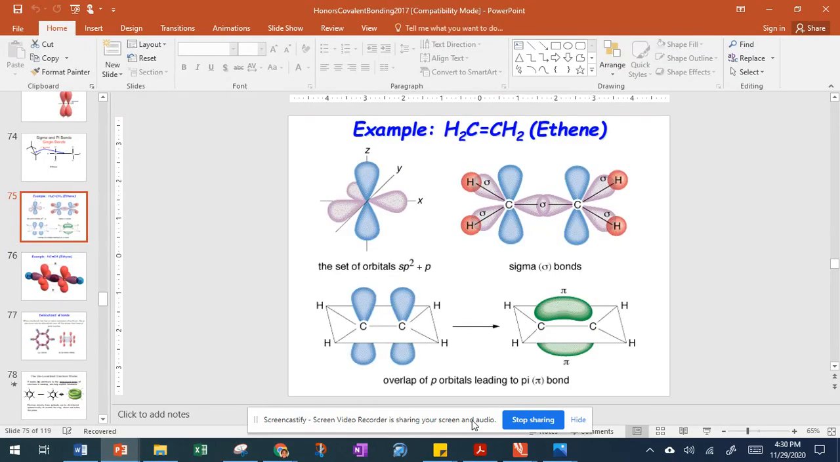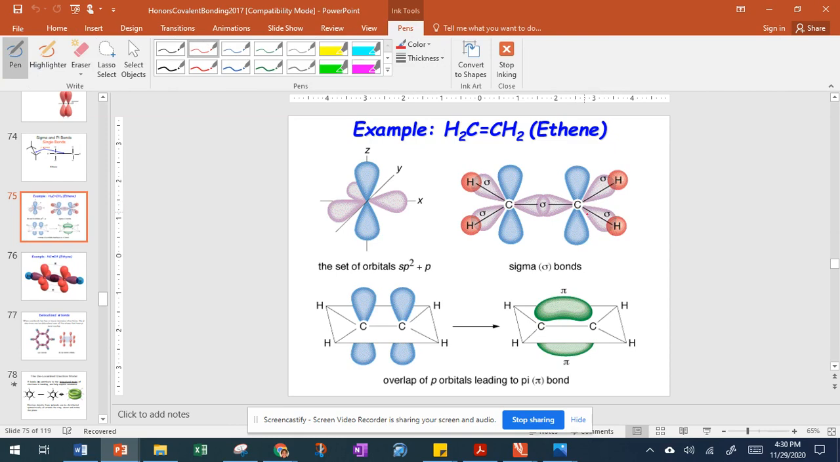Okay, so let's compare that to ethene, which has the formula C2H4. So in ethene, we have two carbons in the center. Each of those carbons will have sp2 hybrid orbitals. These light purplish things are sp2 hybrid orbitals. And then each hydrogen has an s orbital. And these blue lobes in the middle here are p orbitals on the carbons in the center, and those overlap to form pi bonds.